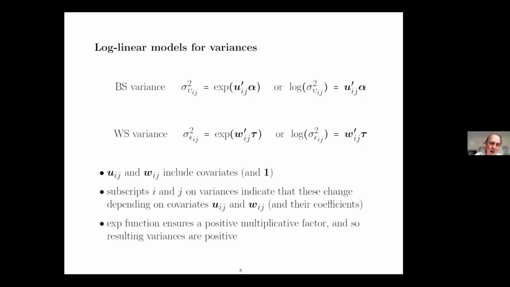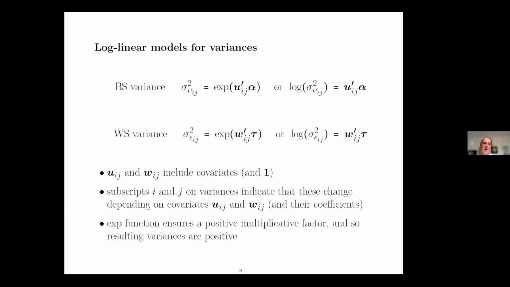So in these models, I'm going to have covariates. Both covariate vectors will usually have a column of ones for the intercepts. And just to make note that the i and j subscripts on the variances just indicate that these variances can change depending on the covariates and their coefficients. And the exponential function is here to ensure that we always get a positive variance in this modeling. So it's exactly like when we model count data and use Poisson regression, there's a log link to ensure that the resulting count in that modeling is always positive.